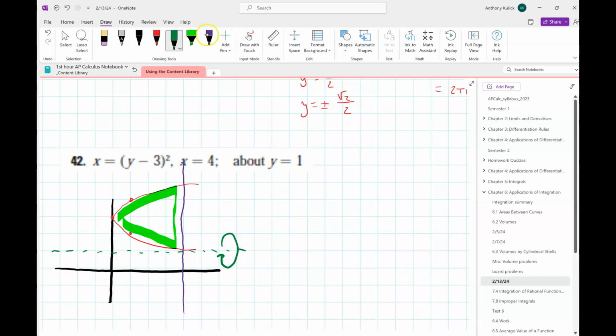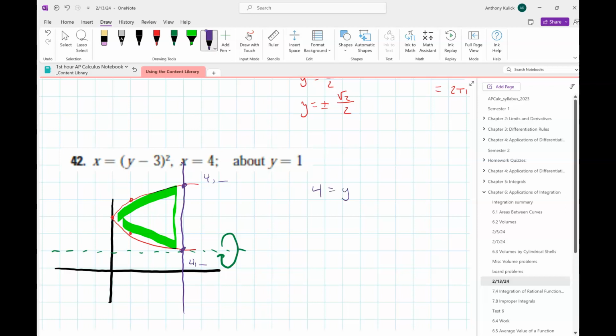I'm going to check real quick and figure out what these endpoints are, or what those intersections are. Specifically, I'm interested in that one, but if I get one of them, I'm going to get both of them. So I know those are 4 comma something, because the purple line is x equals 4.